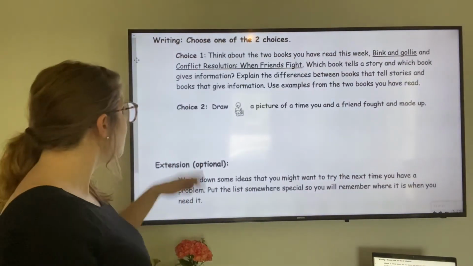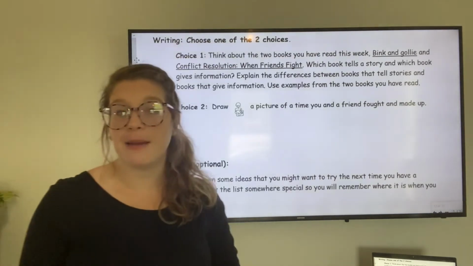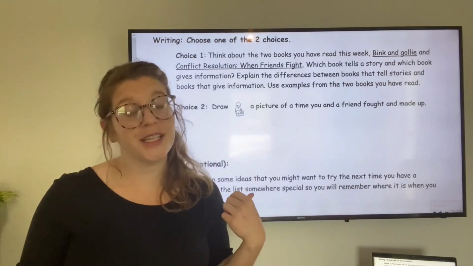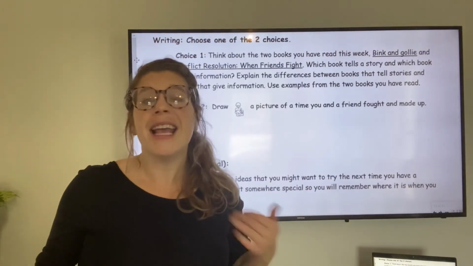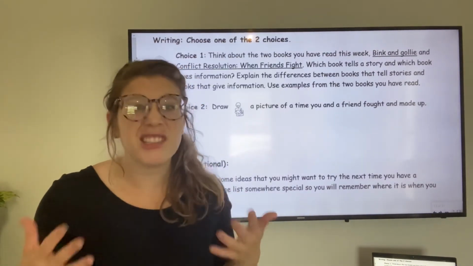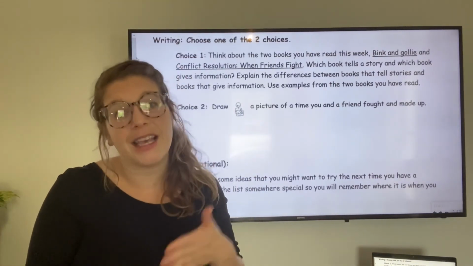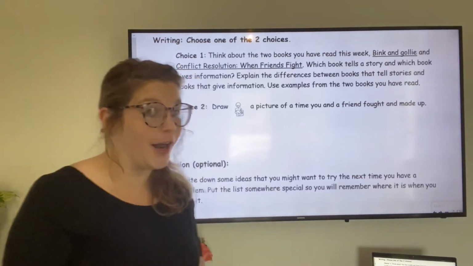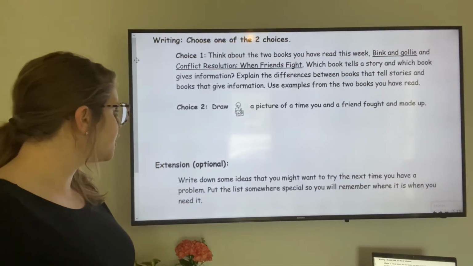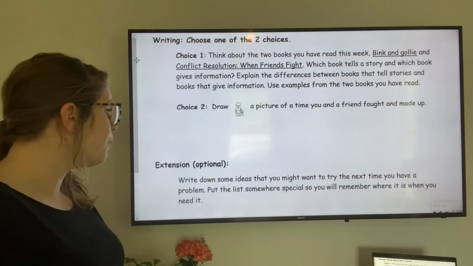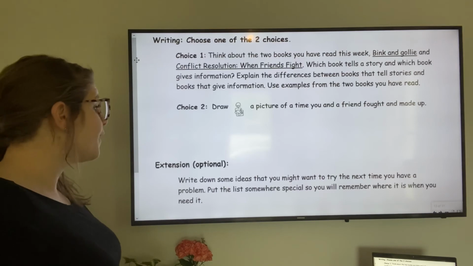Either one is fine. Or you could draw a picture of a time you and a friend fought and made up. However, if you do this option, I strongly encourage you to maybe write a sentence or 2 about it, explaining what's happening in the picture, because even the best artists don't convey the whole message all of the time. So I want to know exactly what happened when you and your friend fought, okay? Think of it as a caption for your picture. And then the extension, which is optional, is to write down some ideas you might want to try the next time you have a problem. Put the list somewhere special so you remember where it is when you need it.